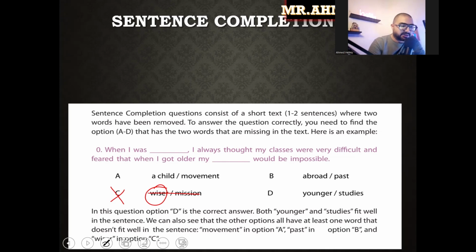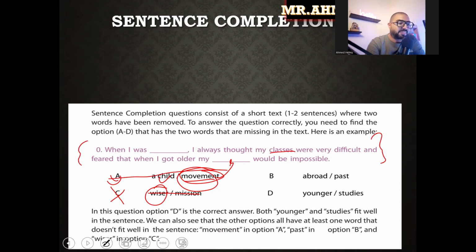So when I was a child, I always thought, now I'm looking at A. When I was a child is correct. I always thought my classes were difficult and feared that when I got older, my movement would be impossible. Well, first of all, we're talking about classes. The word movement has absolutely nothing to do with the context in here. Plus, how can your movement become impossible when you grow old, unless you are paralyzed, God forbid? So the word movement here doesn't make any sense at all. Though the first blank space is correct with the word child, the word movement doesn't belong to the context of the whole paragraph. So it doesn't work at all.